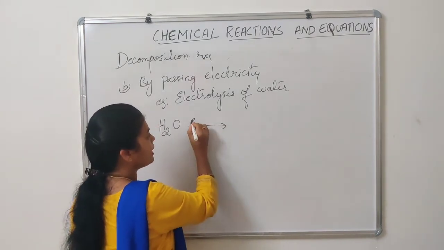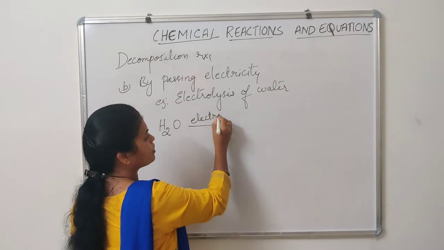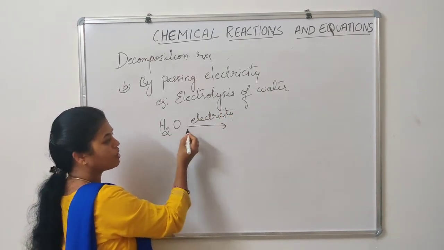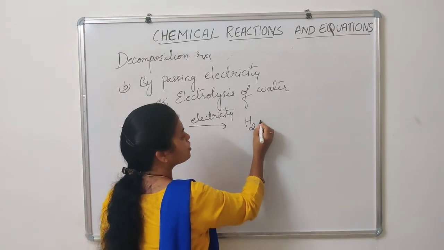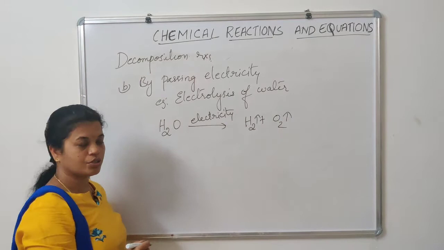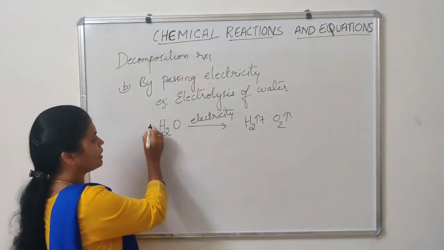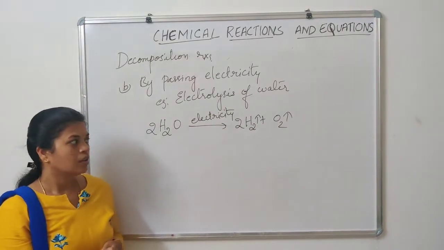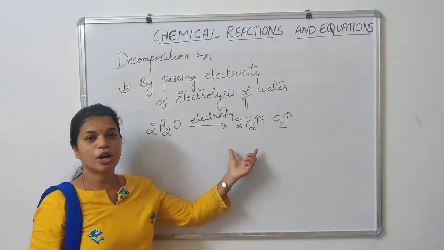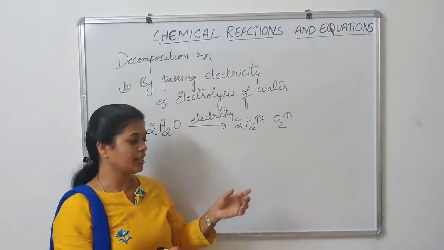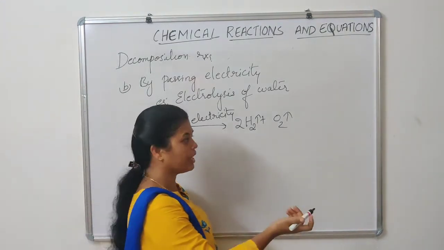But by passing electricity, which is a form of energy, water will split up into hydrogen and oxygen gas. On balancing, 2H2O forms 2H2 plus O2. So water splits up into hydrogen and oxygen by passing electricity. This can be done in a very easy way in your laboratory or even at home.